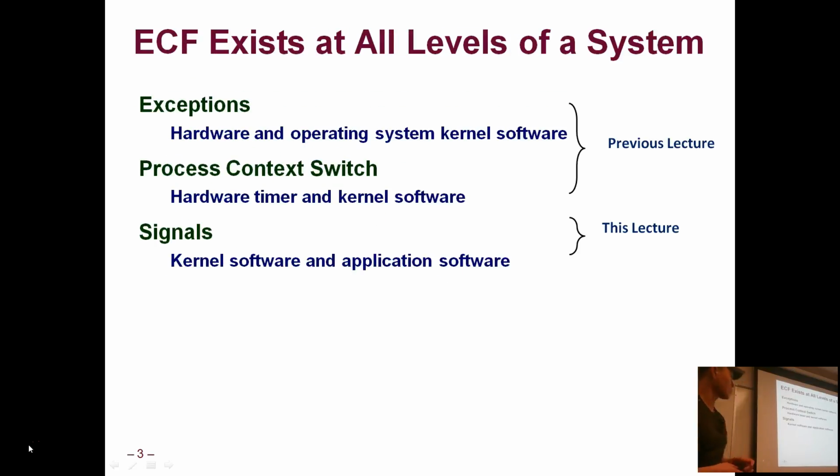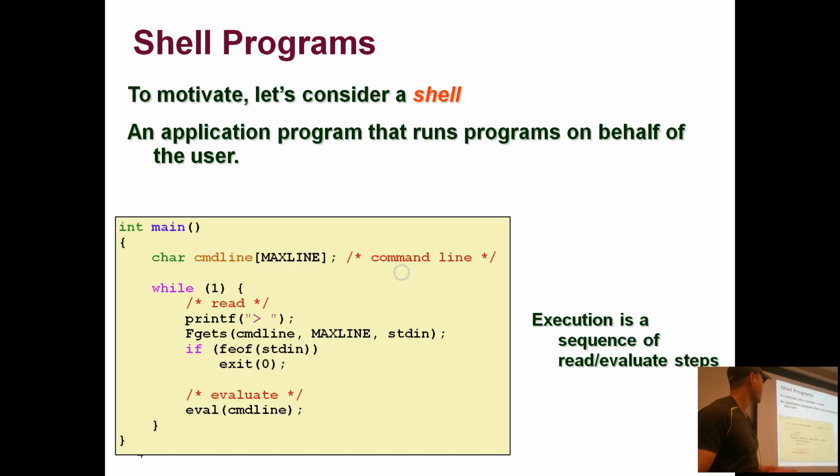So yeah, this is just a little bit of a recap. We talked about hardware and operating system mechanisms for interrupting control flow and executing handlers. So we're going to talk about the same thing in the software domain. So how kernel software and other applications can give you events that force you into an exceptional event handler. To motivate why we need this, we're going to go back to a shell example.